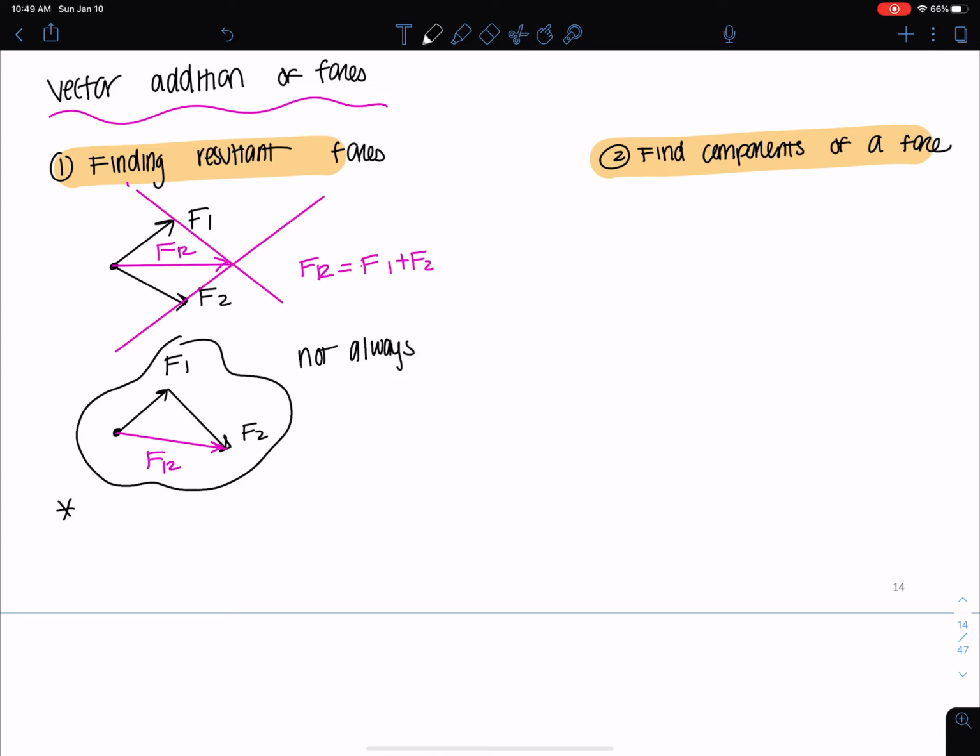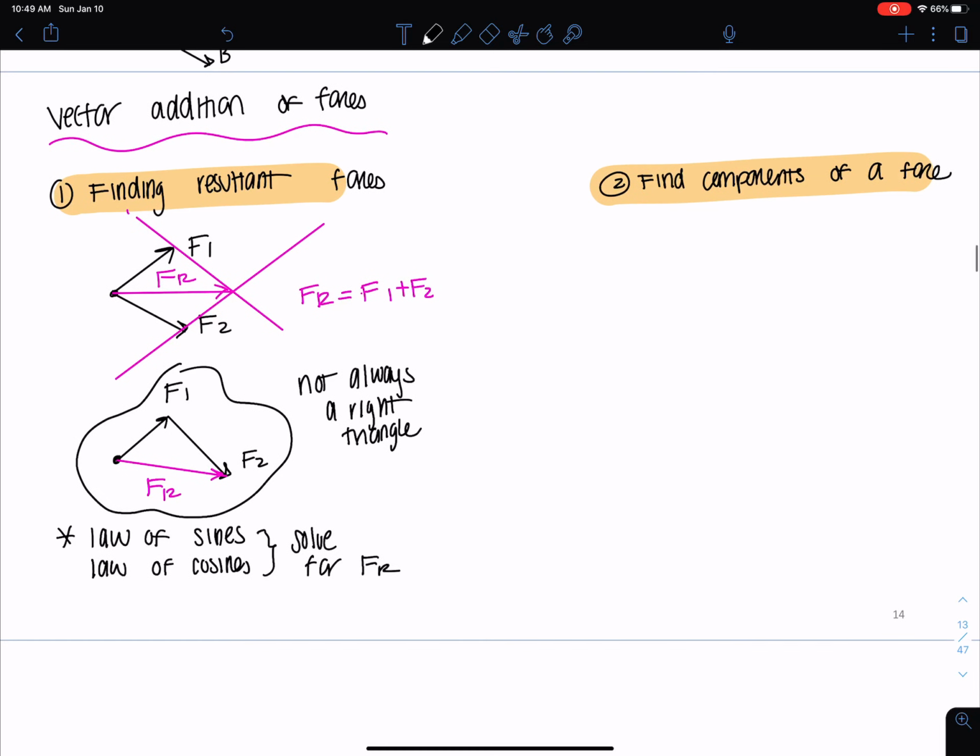Or I should say it's not even often a right triangle, so not always a right triangle. So I can't just use sine and cosine. So what do I do when it's not a right triangle? I use the law of sines or the law of cosines to solve for FR. Okay.